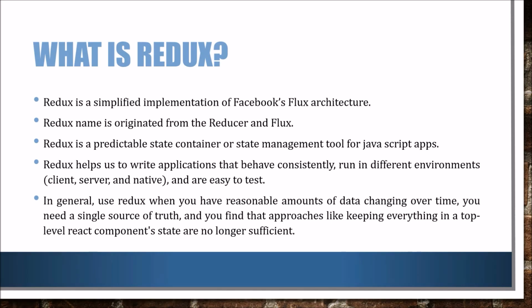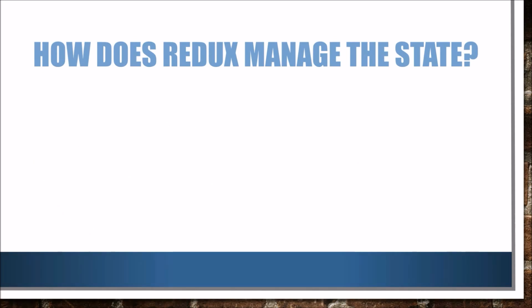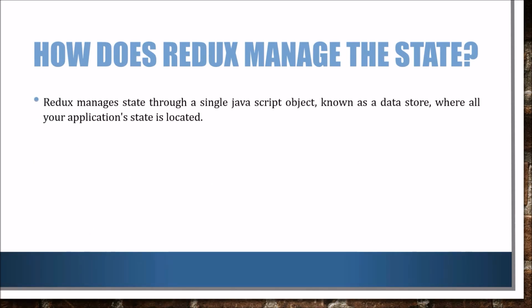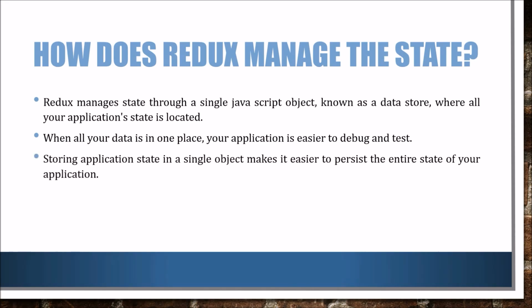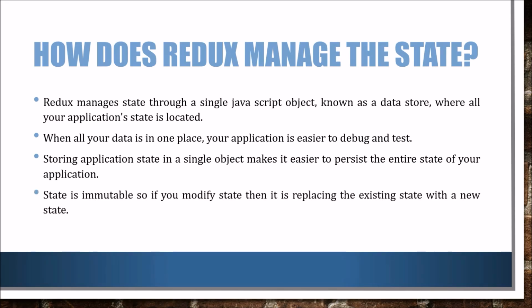So in this point, like I said, component state is no longer sufficient because there are n number of components, and then sharing the state is quite difficult. If we use Redux, then it becomes very easy. So here is the point. How does Redux manage the state? Redux manages state through a single JavaScript object known as a data store, where all your application's state is located. When all your data is in one place, your application is easier to debug and test. Storing application state in a single object makes it easier to persist the entire state of your application. State is immutable, so if you modify state, then it is replacing the existing state with a new state.